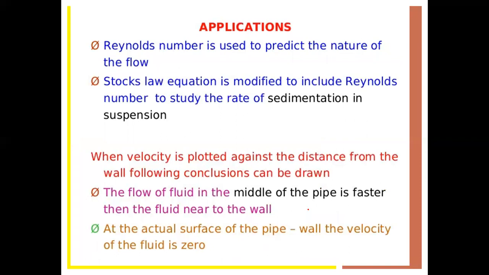Then, applications of Reynolds number. The Reynolds number is used to predict the nature of the flow. So whenever there are natural calamities or a rainy season, in order to study the flow of fluid and the flow of air in nature, the Reynolds number is applied in such cases.